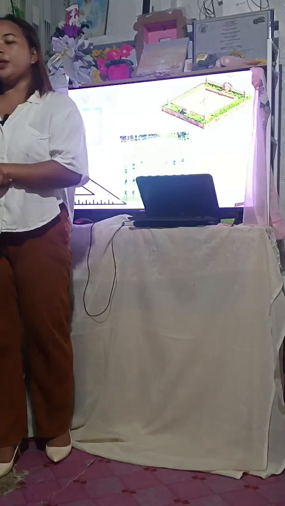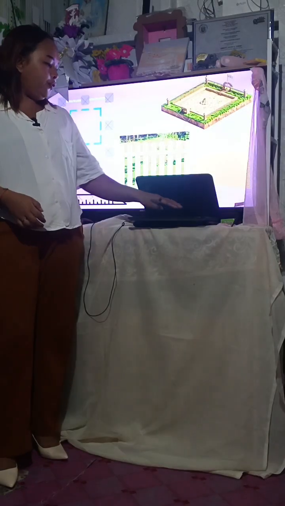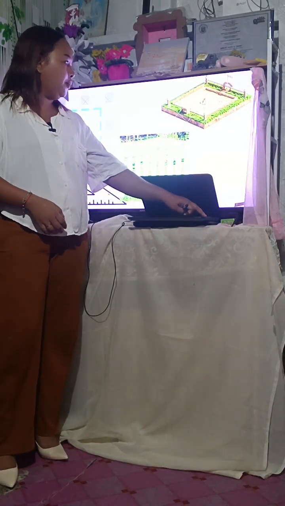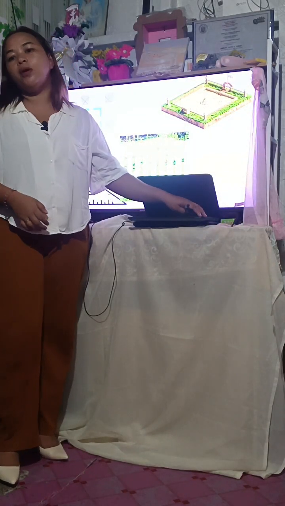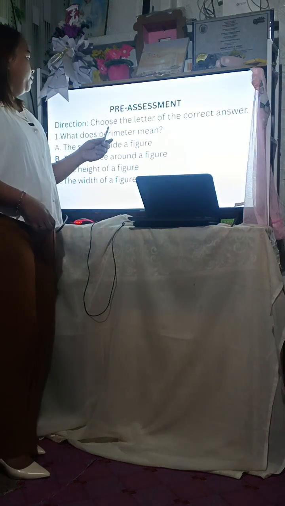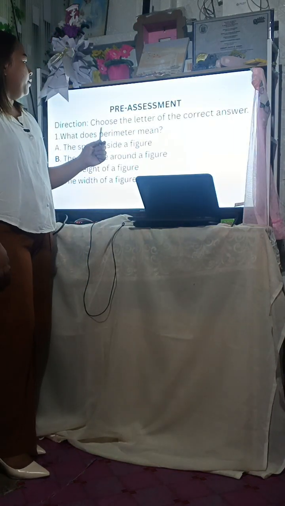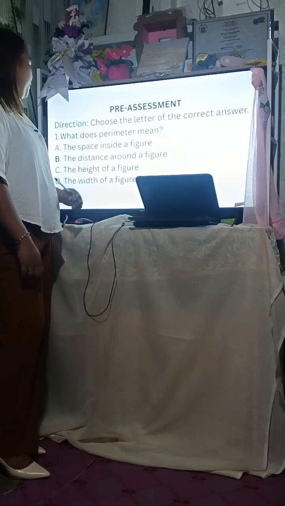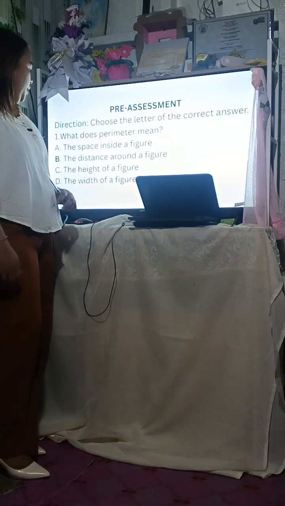So before we proceed to our topic, I have here a short pre-assessment. You will answer this so that I will know if you have any idea of our topic today. So our topic is about perimeter and area. So first, question number one. In direction, choose the letter of the correct answer. Number one, what does perimeter mean?